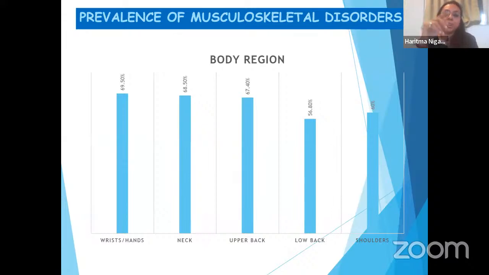This is the prevalence graph, which has been plotted from a survey in the US, in which it has been seen that the maximum number of musculoskeletal disorders are due to the wrist and hands, which is about 69.50%, then the neck, that is 68.50%, then the upper back, which is 67.50%, and then the shoulders, it is 60%, then the lower back, which is 56.80%.